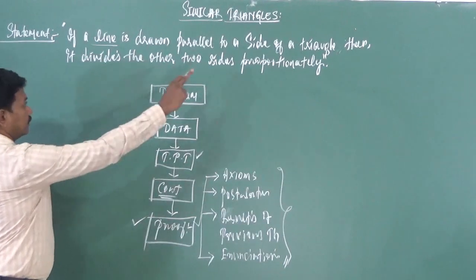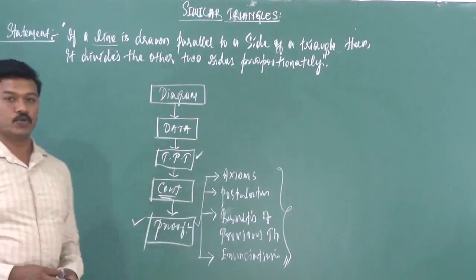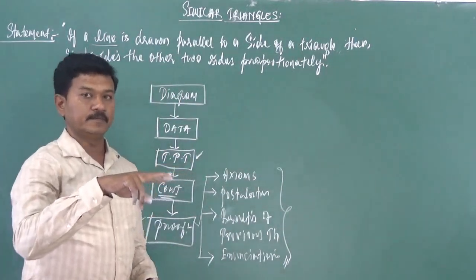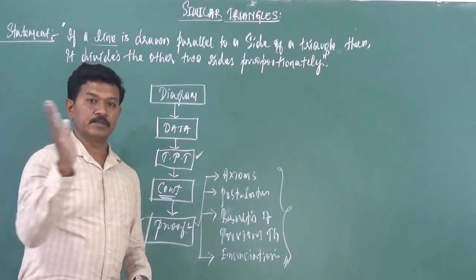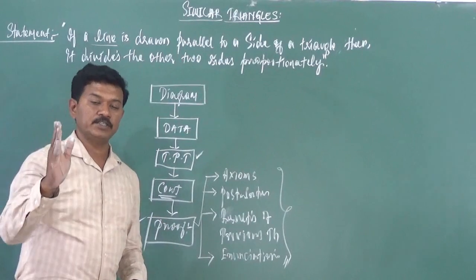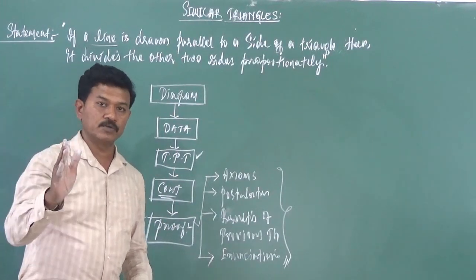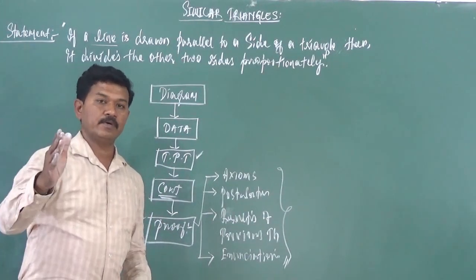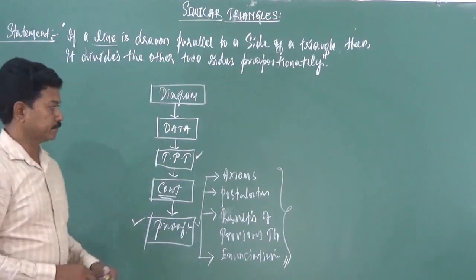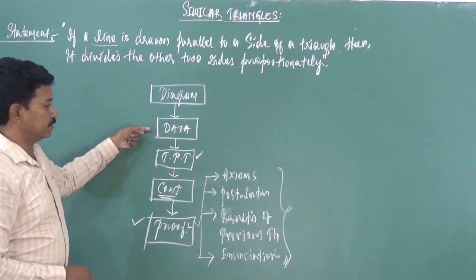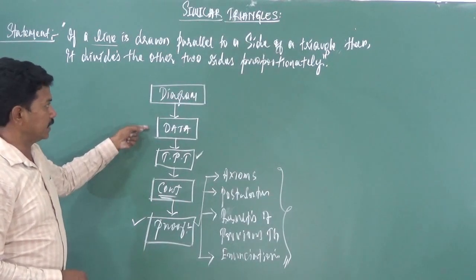So once again, the statement has two parts. The first part is the hypothesis, the second part is the conclusion. By reading the hypothesis part of the statement, you are going to imagine the diagram, draw your own diagram, give names of your own, then we will go with the data. You are going to draw the diagram and write the data. Description of the diagram is data.